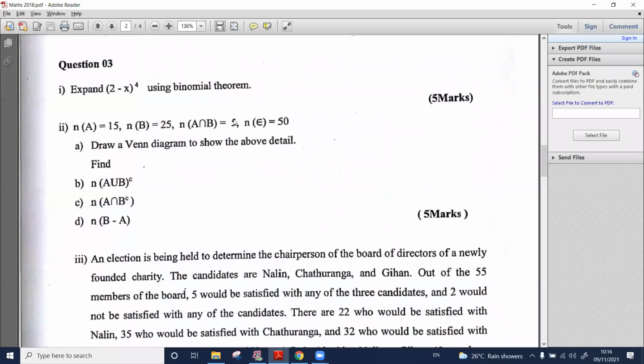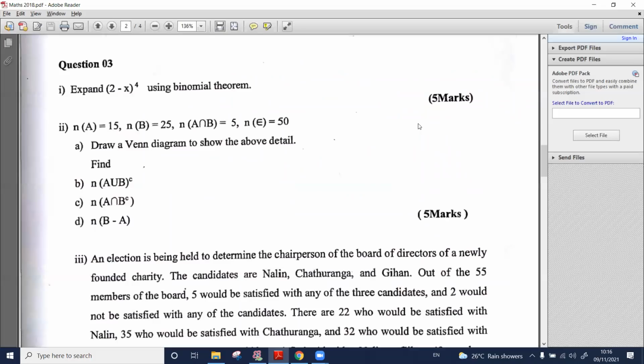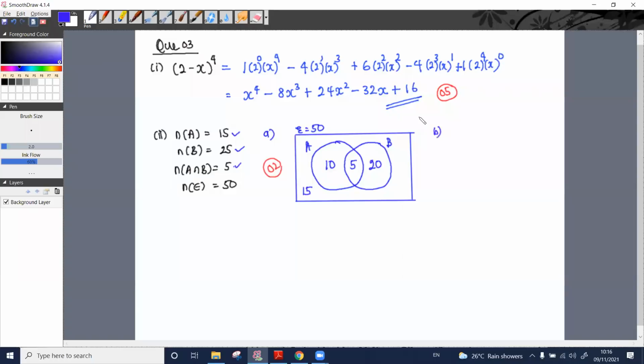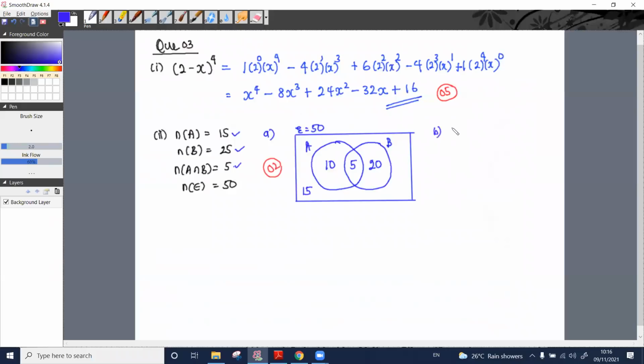Then part B. We'll have it here. Part B. In A union B dash, number of elements which is not belonging to A or B. What should be the answer?